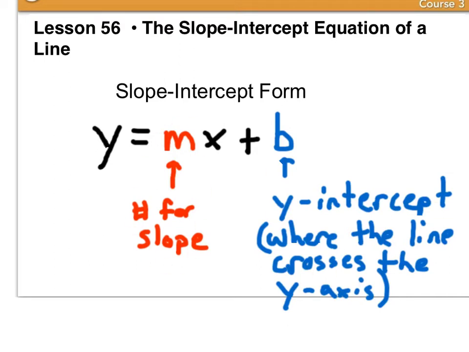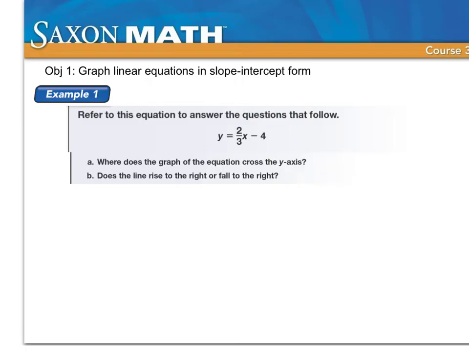Now let's look at how this works when we graph. Objective 1 up here is to graph linear equations in slope-intercept form. We're graphing linear equations using the slope-intercept form of the line. The nice thing about this is that we don't have to make a table of values because we already know enough about our line to graph it. Part A gives us this equation, y equals 2/3 x minus 4. It asks, where does the graph of the equation cross the y-axis, and does the line rise to the right or fall to the right?